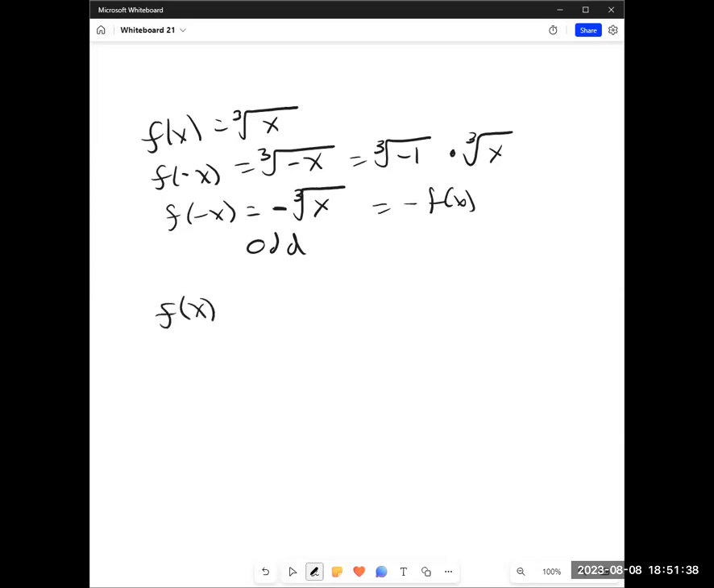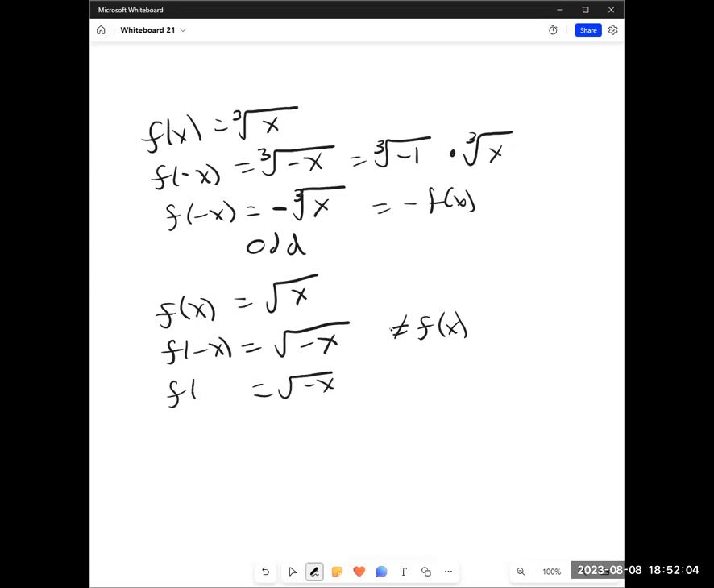Let's try that with the square root function now. And f of negative x is equal to the square root of negative x. And I can't do anything with that negative inside the square root sign because I can't take the square root of negative 1. So I'm stuck that way. So that's not my original, and it's also not the exact opposite. So it's neither.